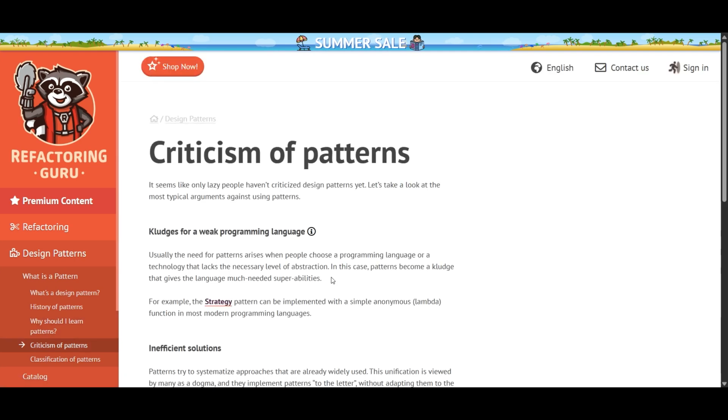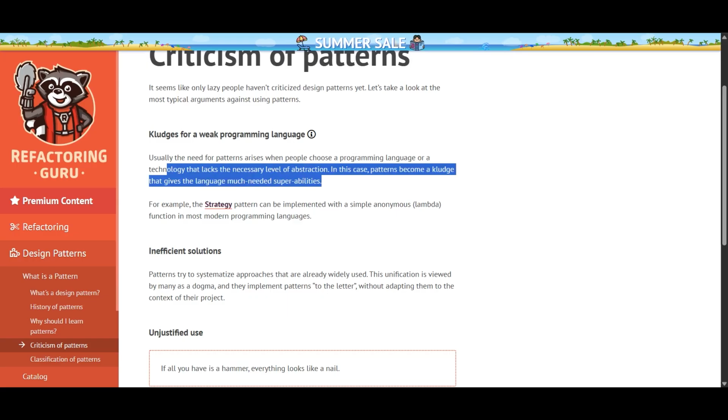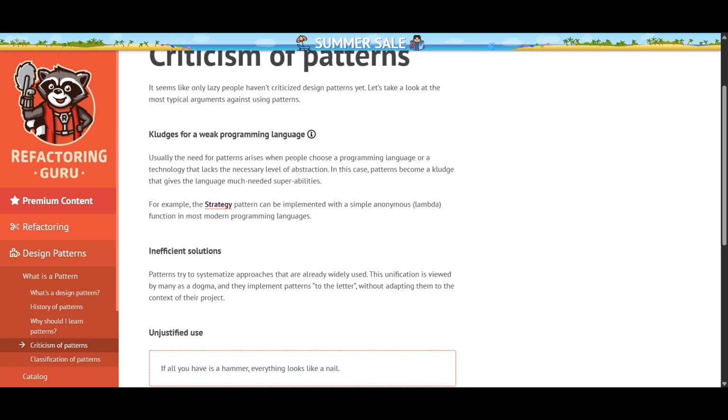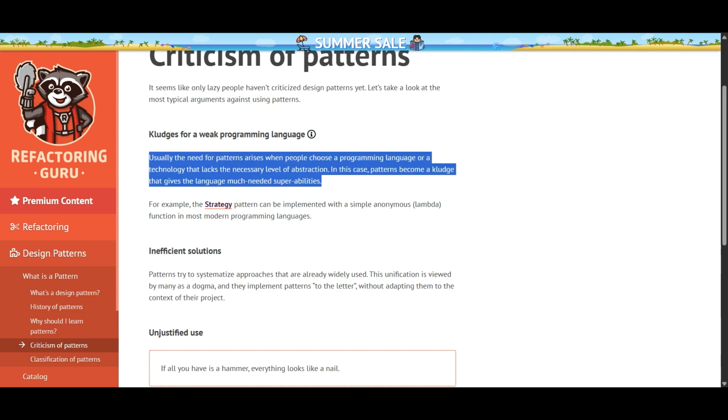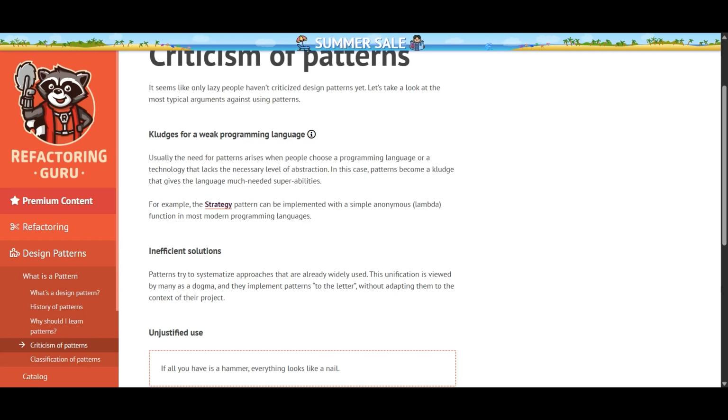And also we have a section about the criticism of these patterns. It says that mostly the reason that we are using design patterns is that the language is not abstract enough. So we need to apply some tricks, some solutions that we made on our own to give some abilities to that language that it didn't have before. So design patterns cannot be used everywhere. So you have to have this in your mind.